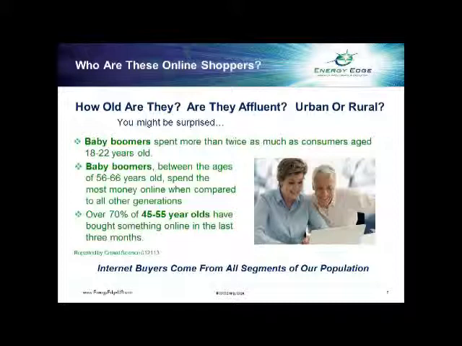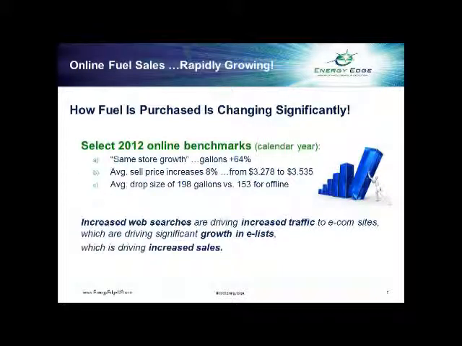Online fuel sales are also growing very rapidly. How fuel is being purchased is changing, and it's changing at a very, very rapid pace. On this slide, you'll see those select 2012 online benchmarks. These were numbers that compared 2012, the calendar year, to 2011. And you can see those numbers there.